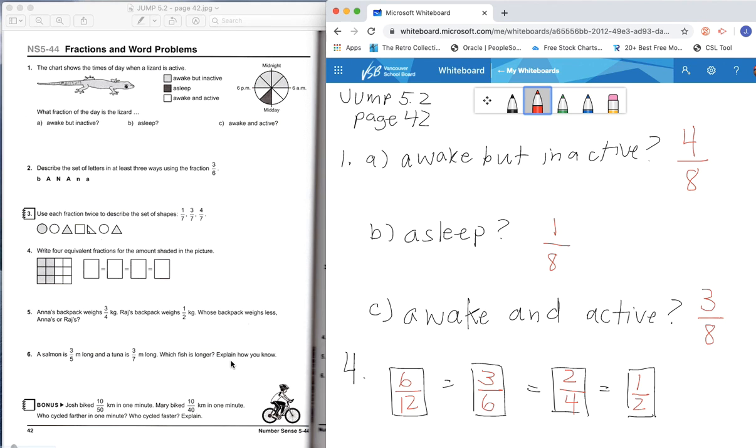All right, you are in charge of doing number 2, 3, 4, 5, 6, and bonus on your own. All right, that's it.